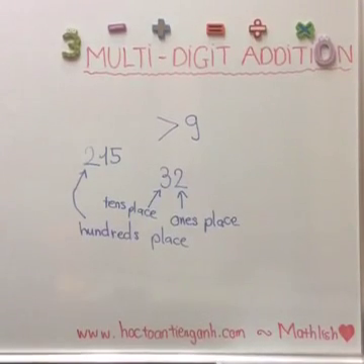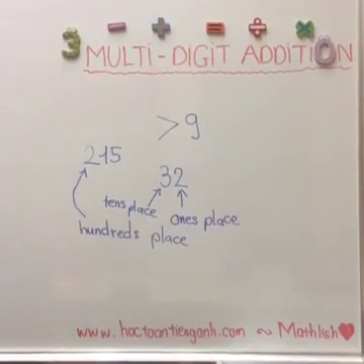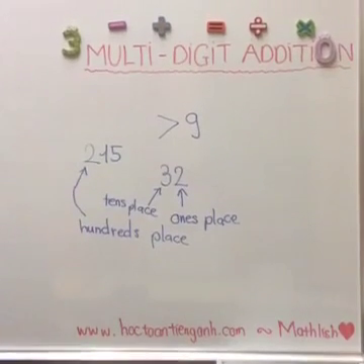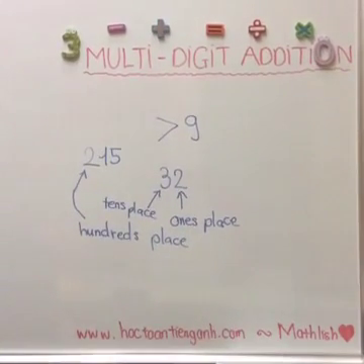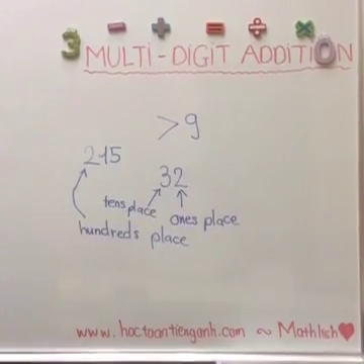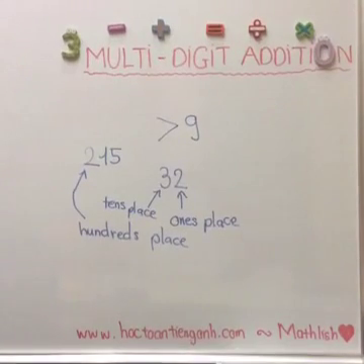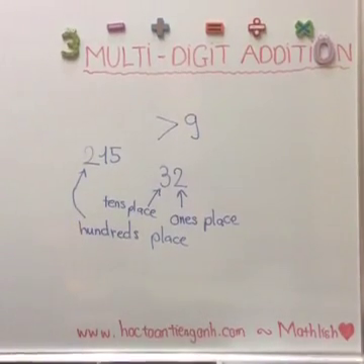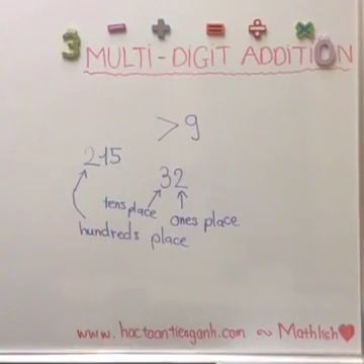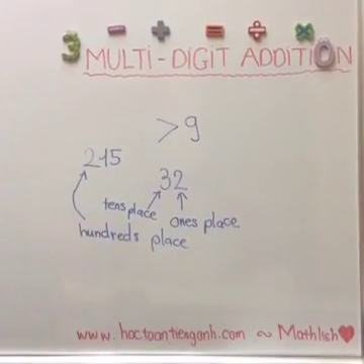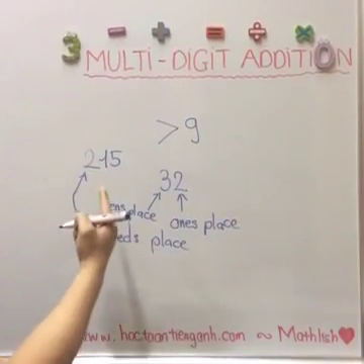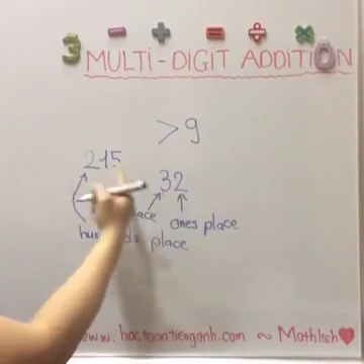But no matter how many digits a number has, if you know your basic addition facts, you can add it to any other multi-digit number easily. So let's start by adding these two numbers together.